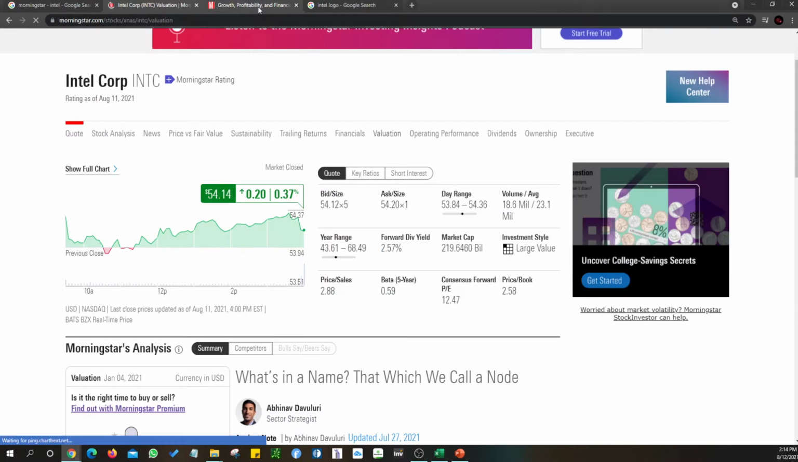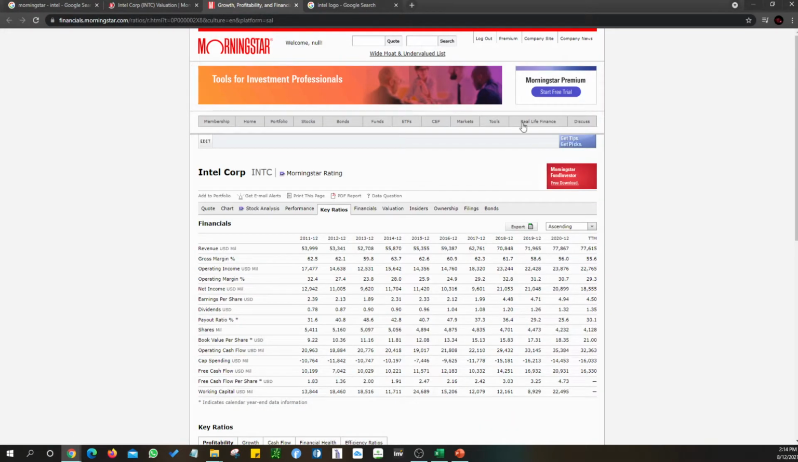So I'll click on valuation. Meanwhile, I'll go to the key ratios. Let's look at the key ratios. Let's look at their revenue. Their revenue is consistently growing. Do you see a drop here? No, it is consistently growing. Trailing 12 months, because we are down half a year, so they would have taken another half a year from last year.